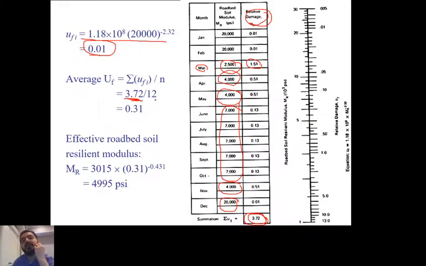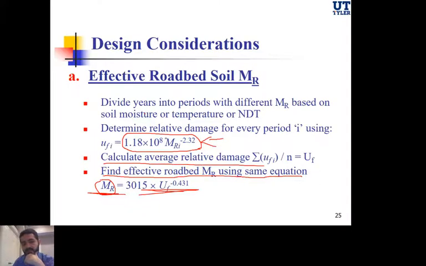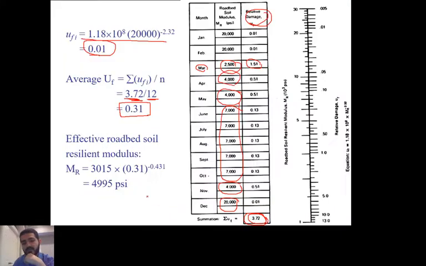And then you're going to divide them by how many months or how many readings do you have? 12 to get the average damage per month. Average damage is 0.31, which is in this equation here, this step, calculate the average relative damage. Next, once you get the average relative damage, you're going to apply this simple equation here to get the effective road bed modulus.